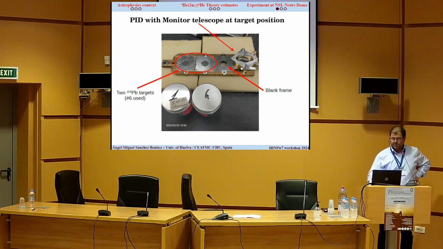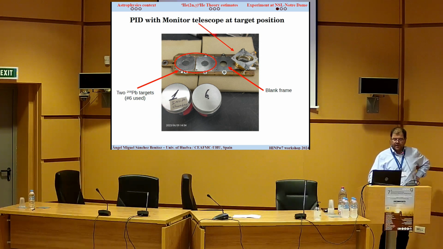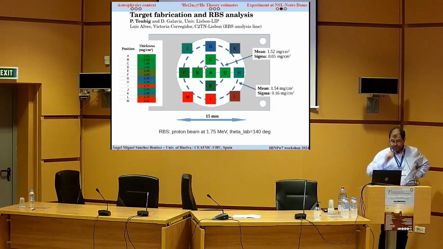This is a picture of the target ladder. So we have here the PIP detector. We have a blank frame, an empty frame, right? That in the end was very useful, and two lead targets, right? We use this number 6 target, right?